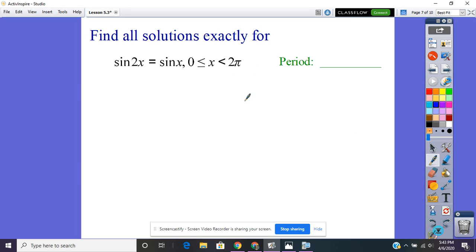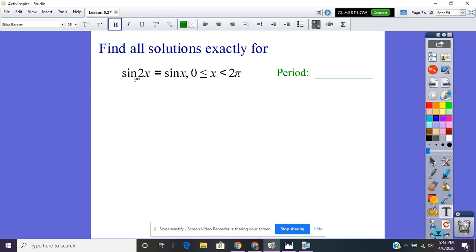All right, we're going to have to use our trig identities here, and that's going to be very important. So using our sine 2x, remember this is 2 sine x and cosine x. And that's still going to equal our sine x. So if I were to move everything over, I'm going to have 2 sine x cosine x minus sine x, and now we're equal to 0.